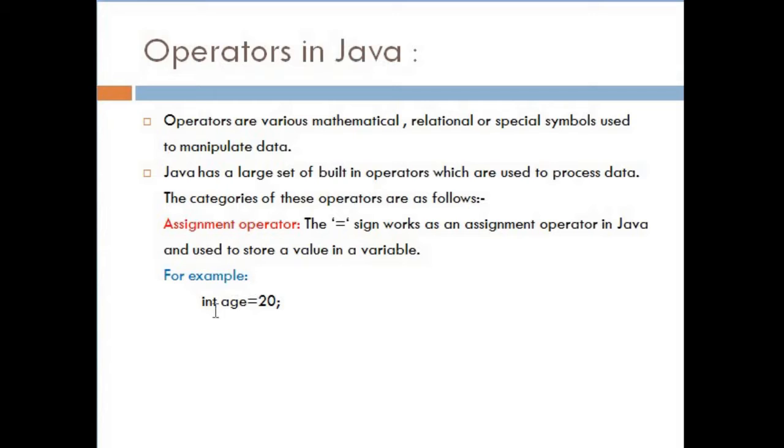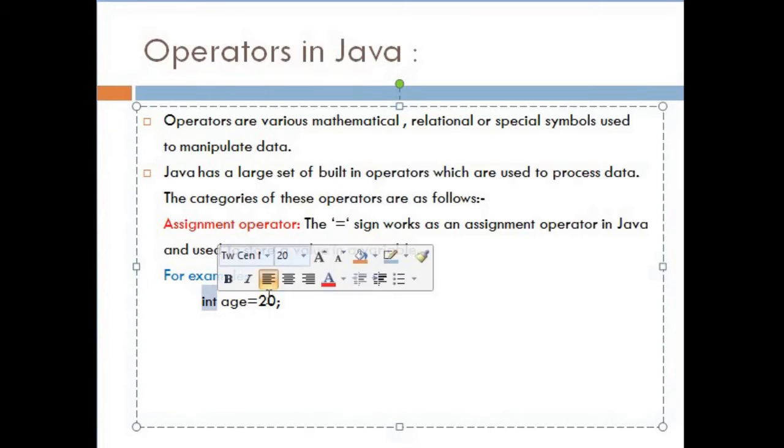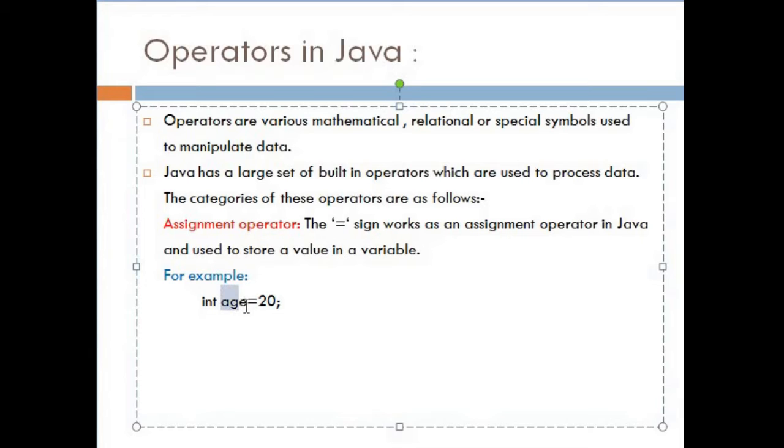Now consider this example, int age = 20. Here the value 20 has been assigned to the variable called age, whose data type is int. As 20 is a value which is an integer, the data type of this variable called age has been declared as int, and the value has been assigned to this variable called age using the assignment operator, which in this case is the equality sign.